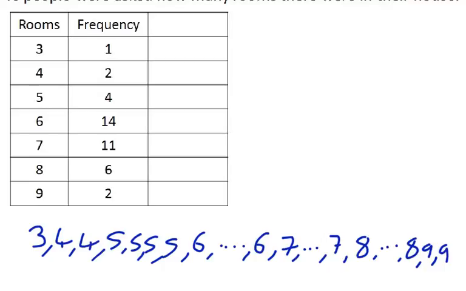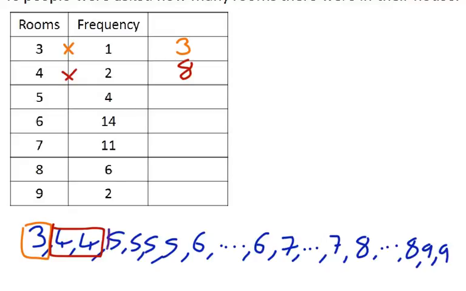The way we calculate the mean is we split it up into each of those individual pieces of data. So we find the total of all the 3s. The total of all the 3s is 1 times 3, which is 3. The total of all the 4s is 2 lots of 4. So it's the data 4 times by how many times it appears. 4 times 2 is 8.